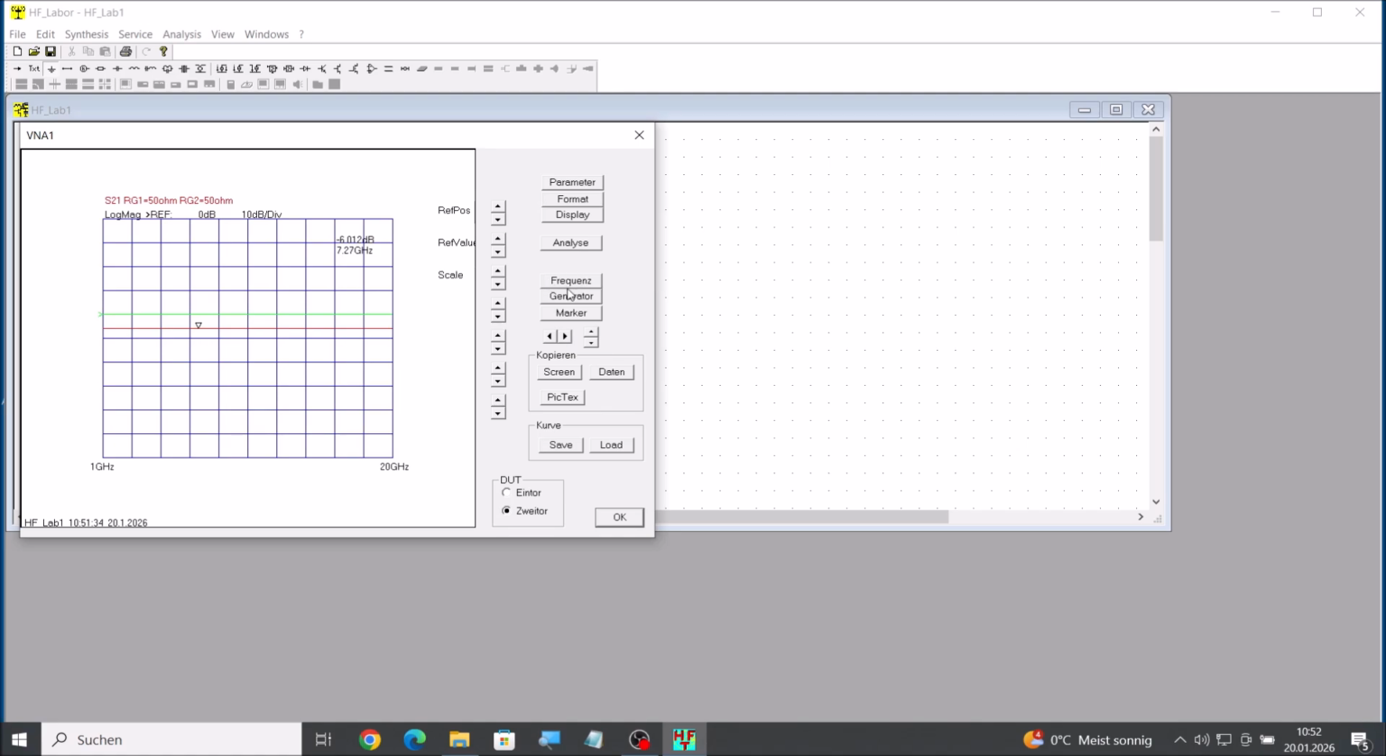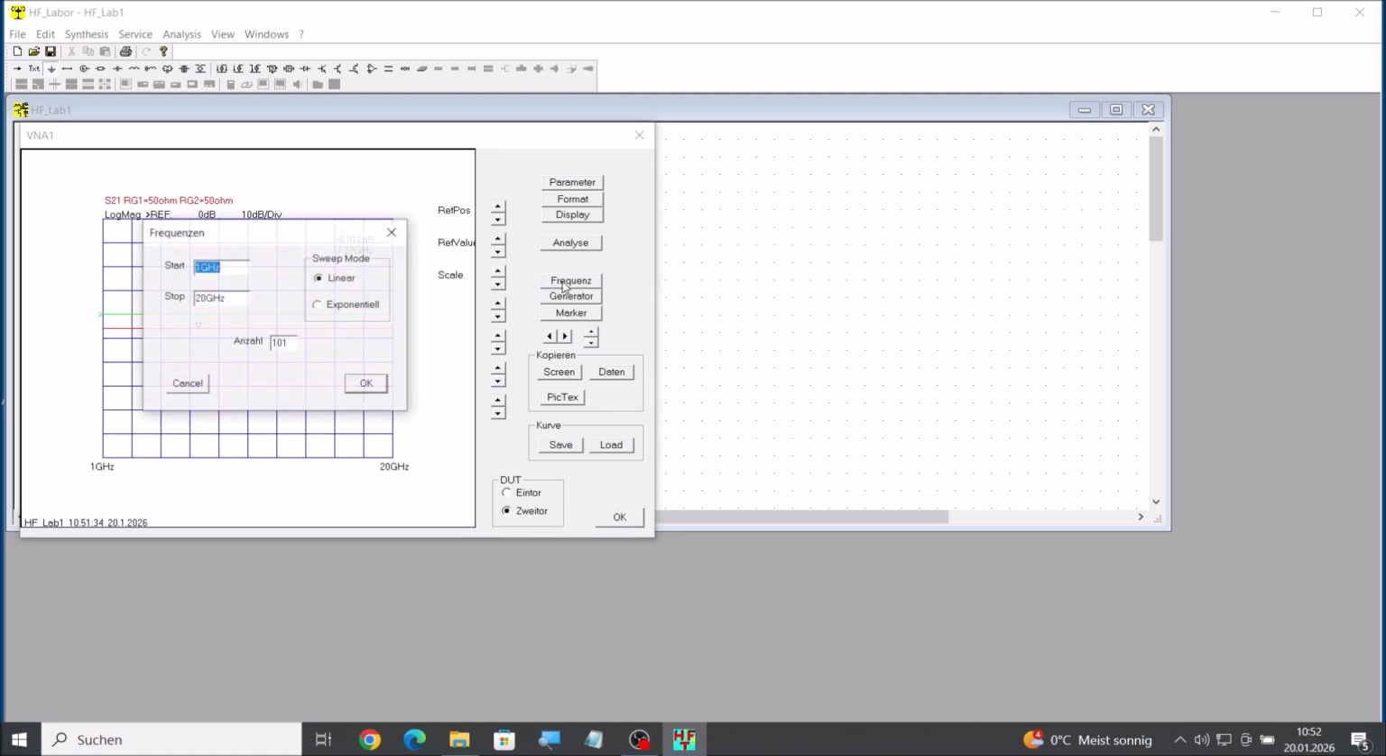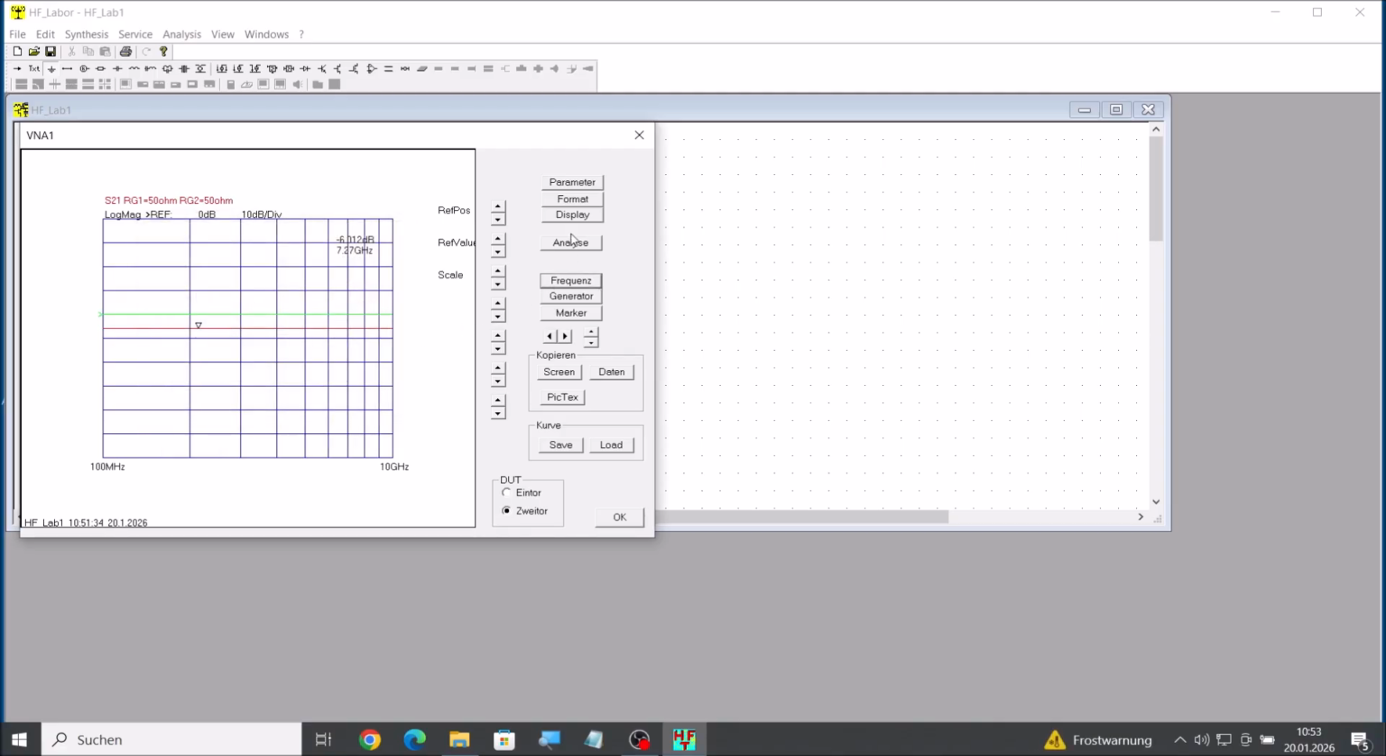And of course we could, for example, also change the frequency. I want to change the frequency to lower frequencies here. For example, I take 100 megahertz to 10 gigahertz only, and I want to use an exponential scale. If we do the analysis now, we have in principle the same behavior, because we did not include any parasitics into our setup.